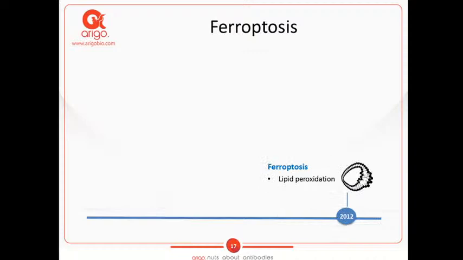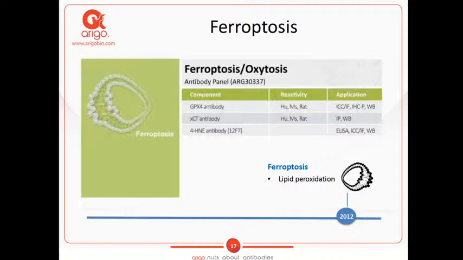The hallmark of ferroptosis is lipid peroxidation. To facilitate ferroptosis research, arigo offers the ferroptosis oxytosis antibody panel. This panel comprises the key antibodies for ferroptosis research. I would like to highlight the 4-HNE antibody. This antibody is used to detect lipid peroxidation. That is the hallmark of ferroptosis.